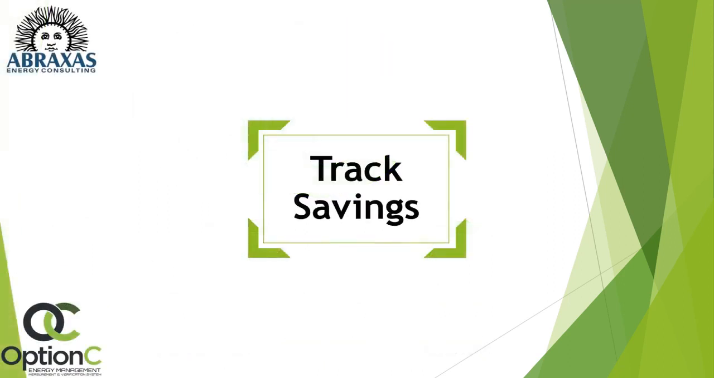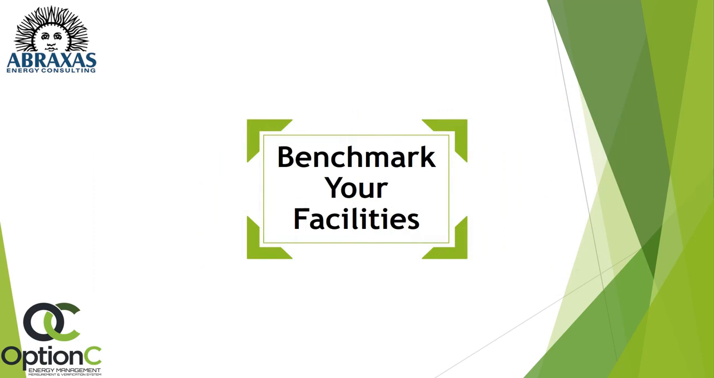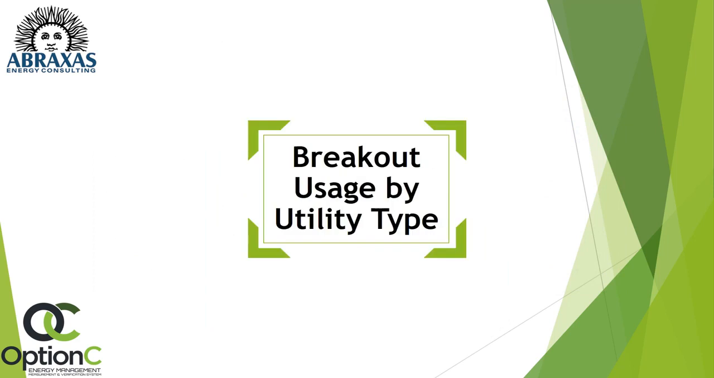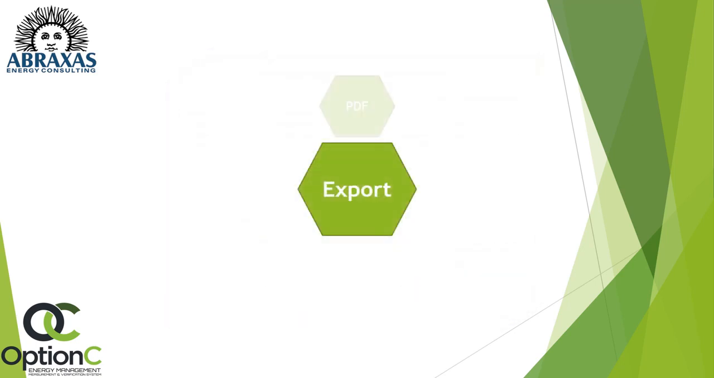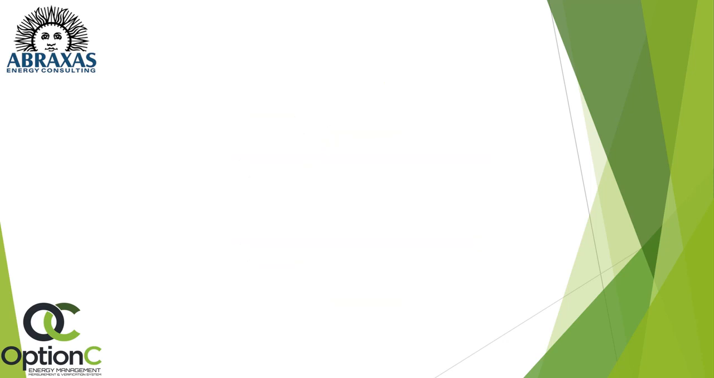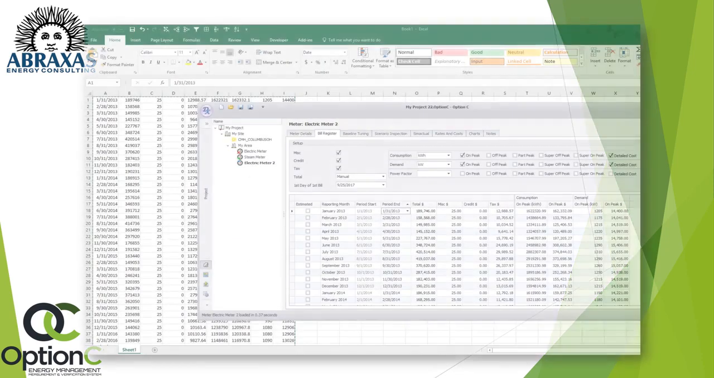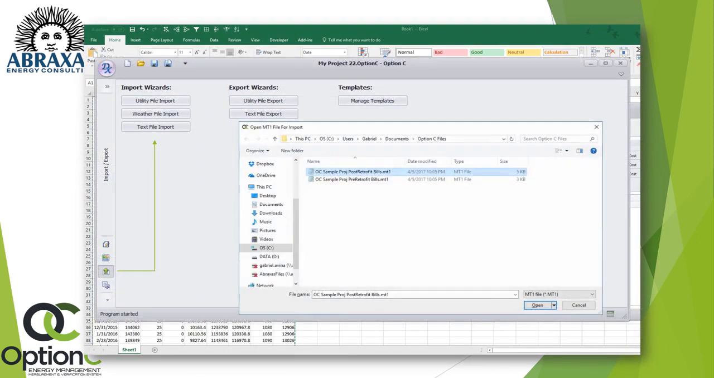Option C lets you create easily customizable reports that can be used for many purposes, such as tracking savings, benchmarking your facilities, or breaking out usage by utility type. When you're done with your reports, Option C can export them in a variety of formats, including PDF, CSV, and more. All of this analysis is made possible just by entering your utility bills, which is as easy as copy and pasting from Excel, or you can set up and import bills for an entire project all at once using the Option C MT1 file.